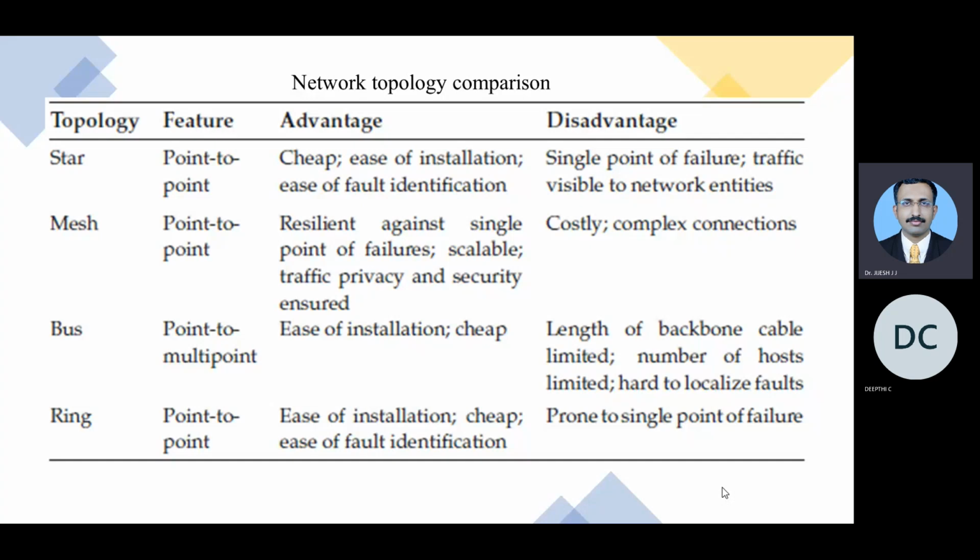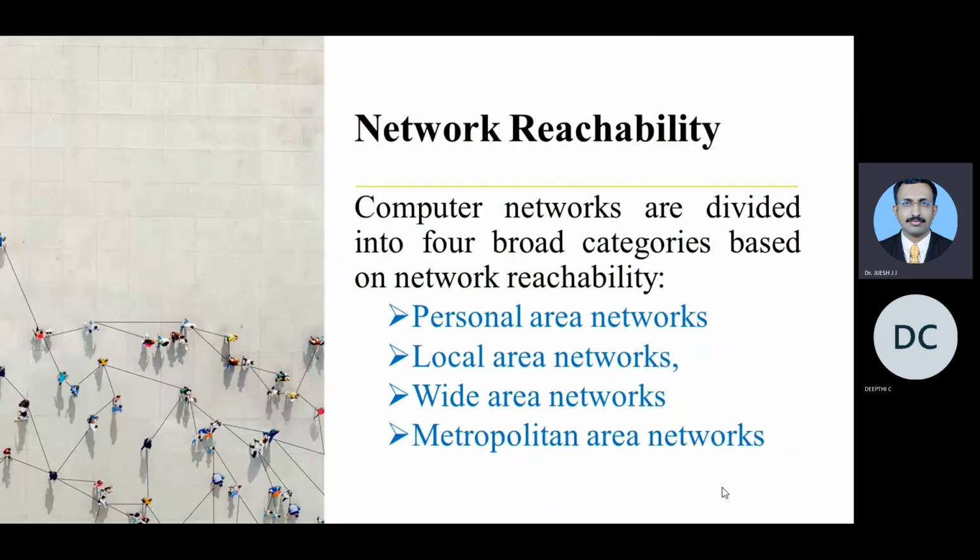Okay, fine. We'll continue that further. What is the next one? Network types. You can say personal area network, local area network, wide area network, and metropolitan area network. So we call them PAN, LAN, WAN, and MAN. So it is very easy for us to know about it.